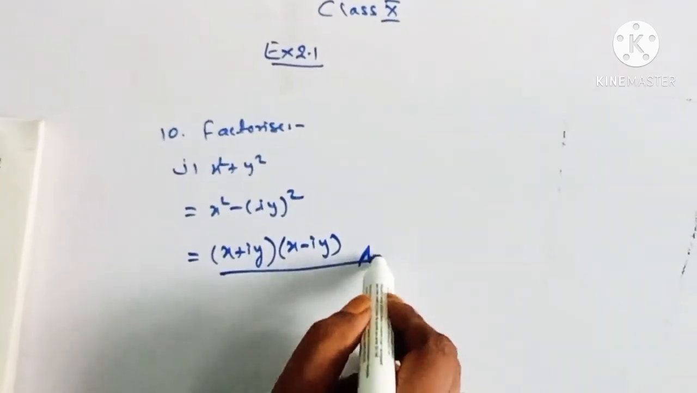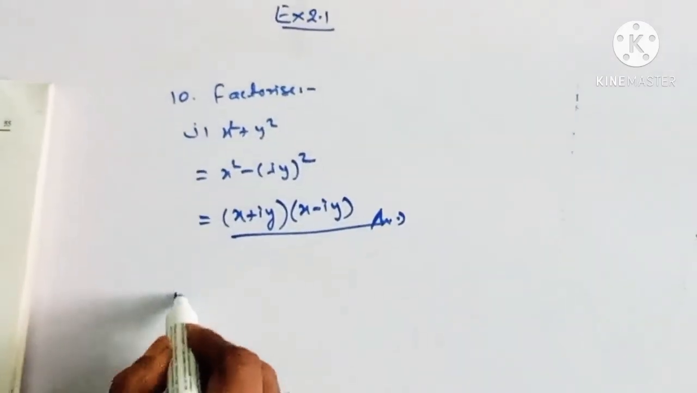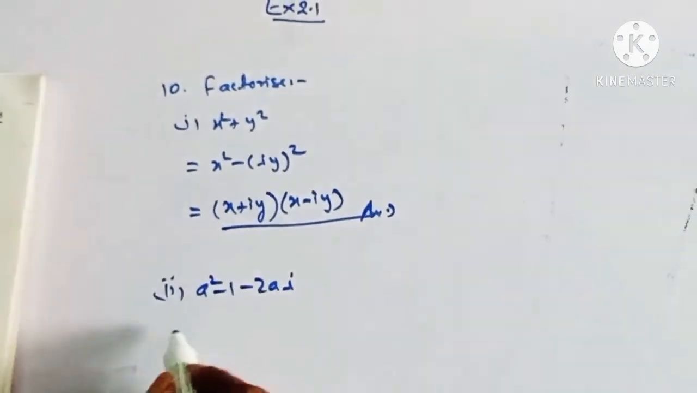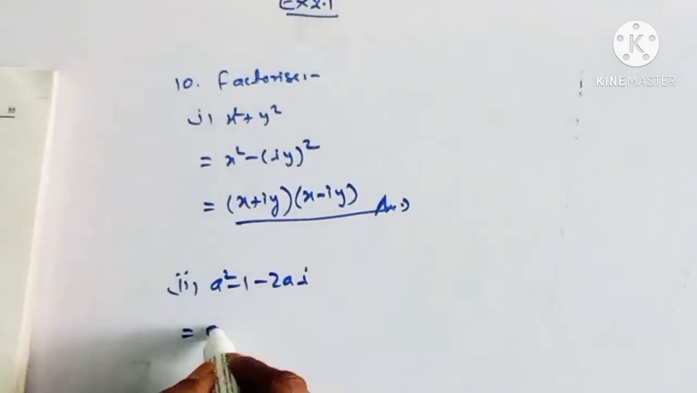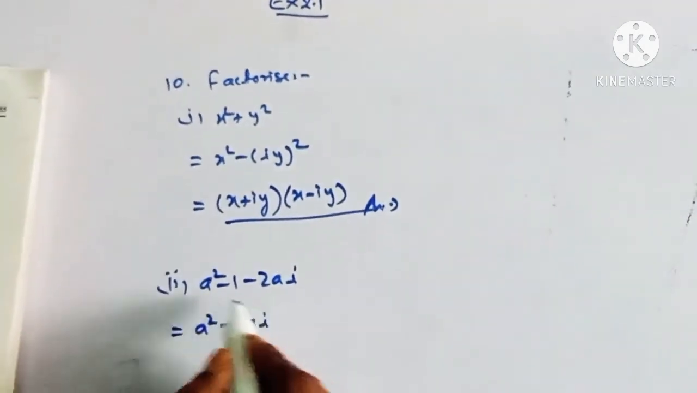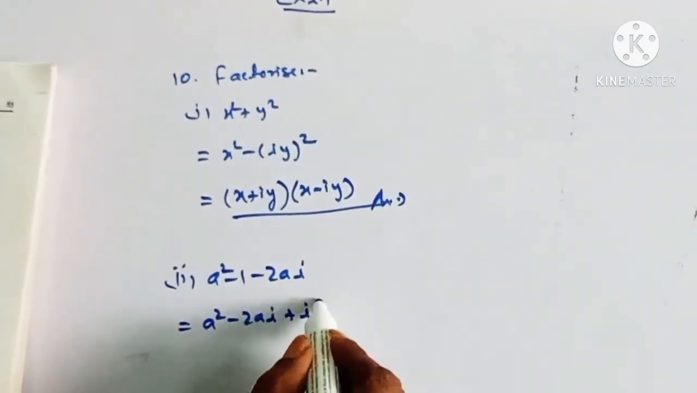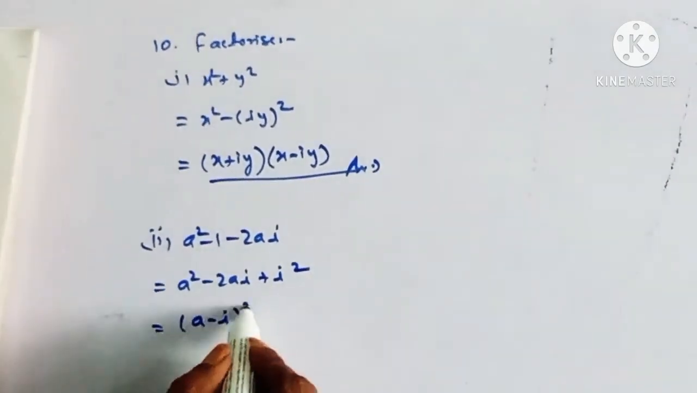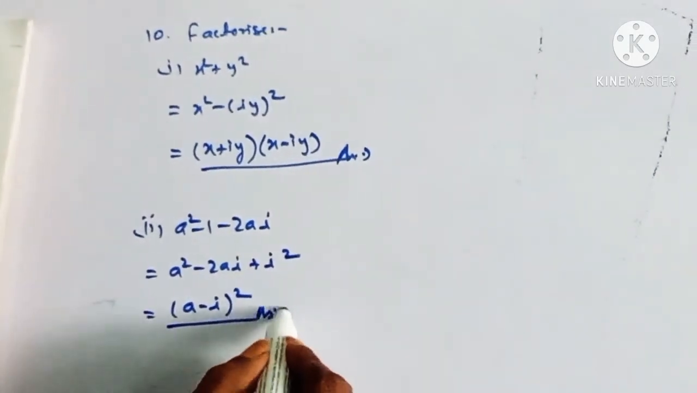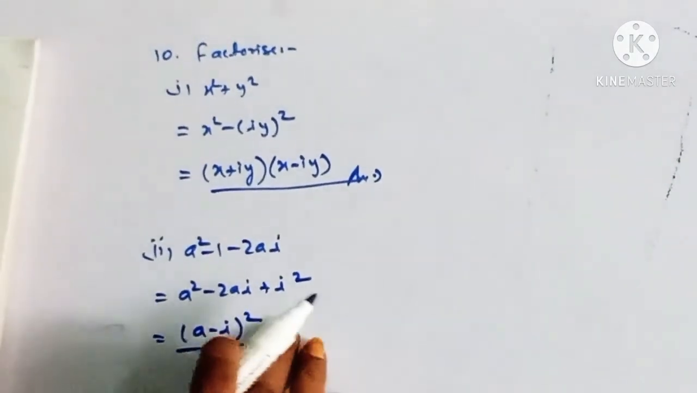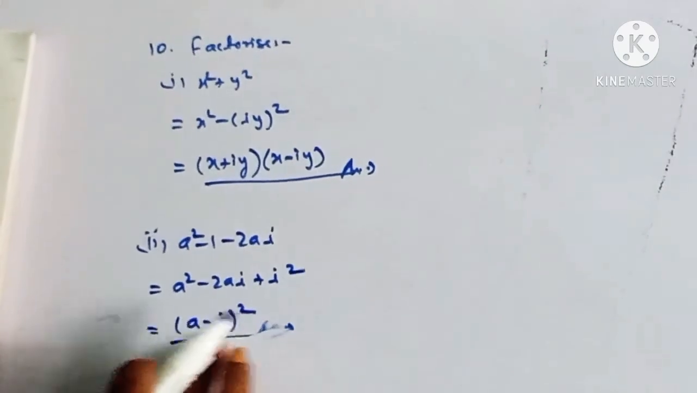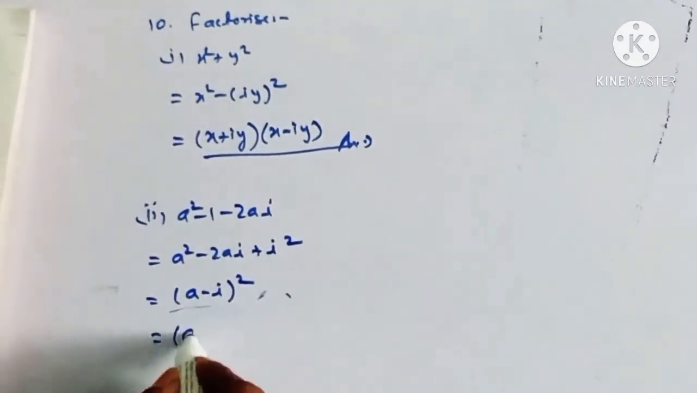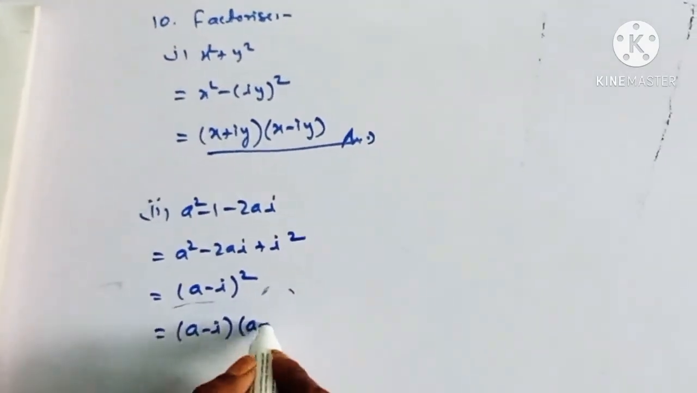This is your answer. Now second is a square minus 1 minus 2ai. So I can write this as a square minus 2ai, and instead of minus 1 I can write i square. So this will be (a minus i) the whole square. So this is the answer. Or since we have to factorize, you can write this as (a minus i) into (a minus i).